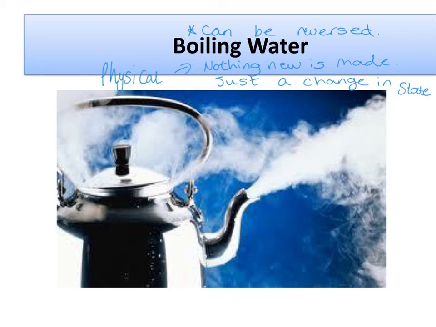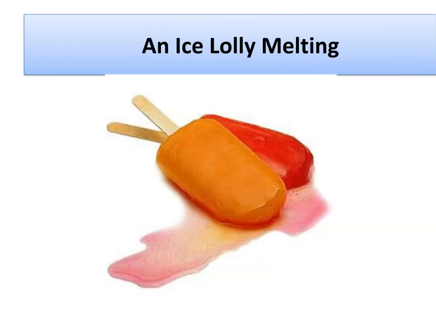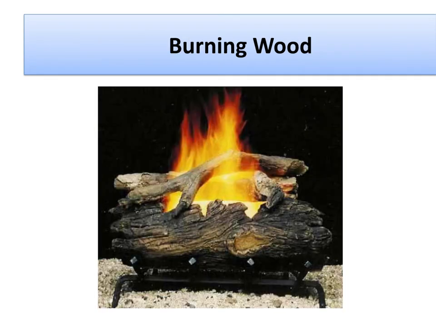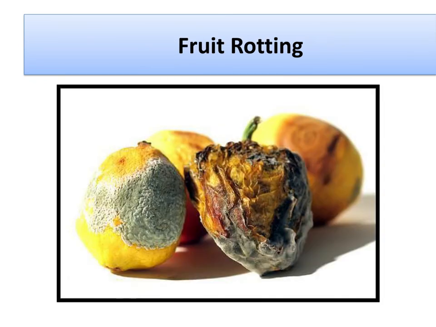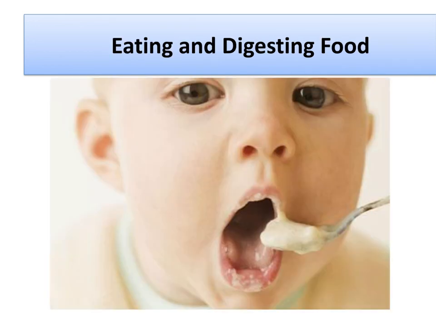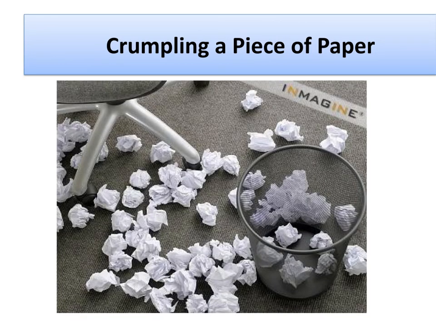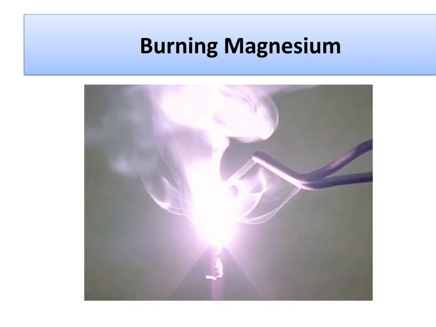So on yours, or if you watch the end of this video, there's a load of other ones to have a go at. I'm not going to help you with every one. So you need to think about melting an ice lolly. Is that a physical or a chemical change? Burning wood, is that a physical or a chemical change, and why? Dissolving sugar in water, is that a physical or a chemical change? Fruit rotting? Eating and digesting food? Crumpling a piece of paper? And then burning magnesium, a physical or chemical change?